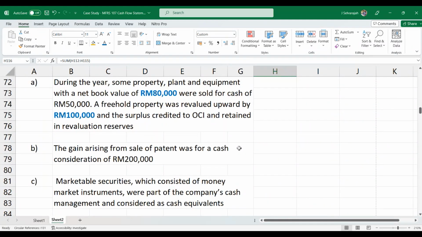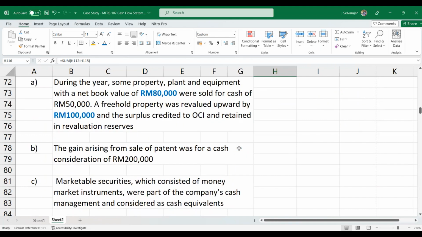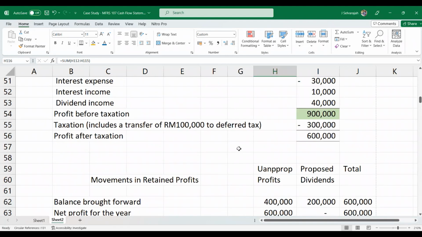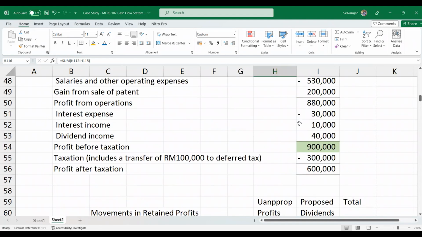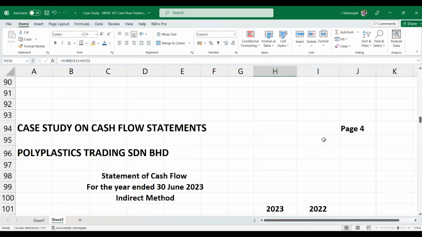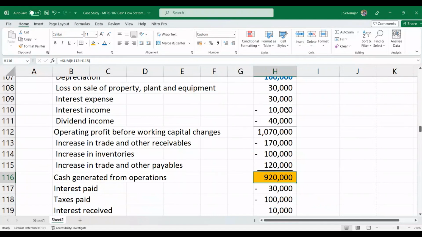So if you look at around here, they have some notes which tell you. There are no notes. You can see straight away in the P&L account. Interest expense is 30,000. Interest income is 10,000 for the year. So that's where we will be looking. Interest expense is 30,000, and then interest income is not inside here. Interest income is here, 10,000.